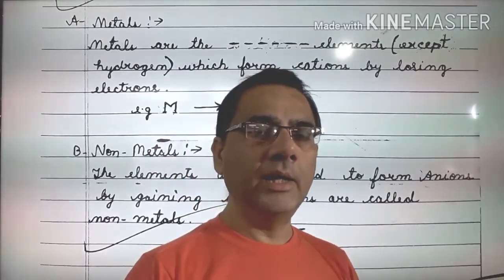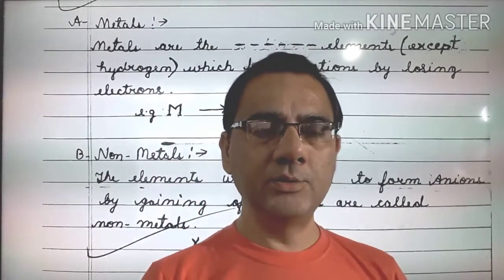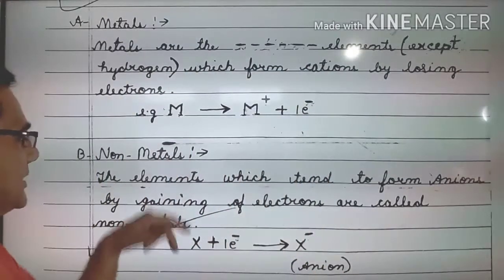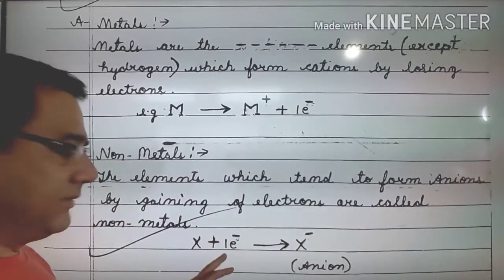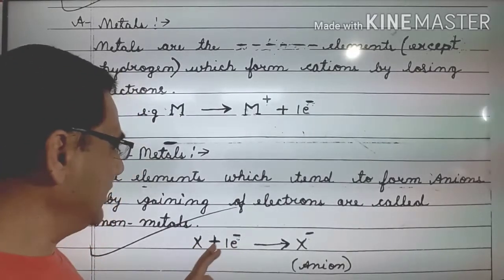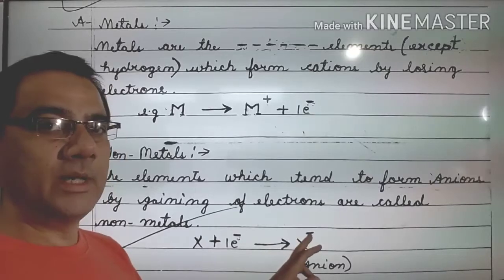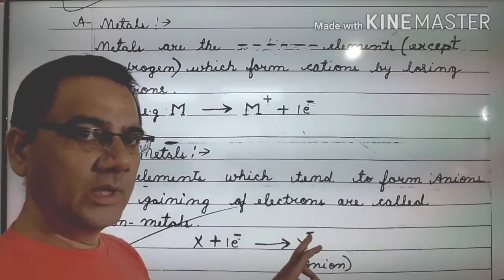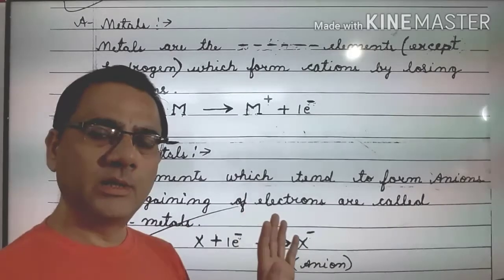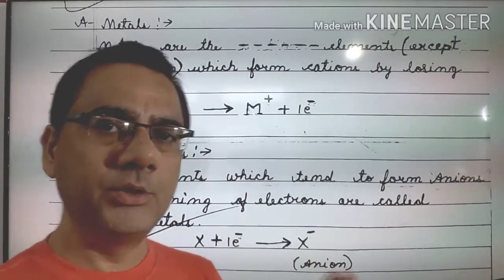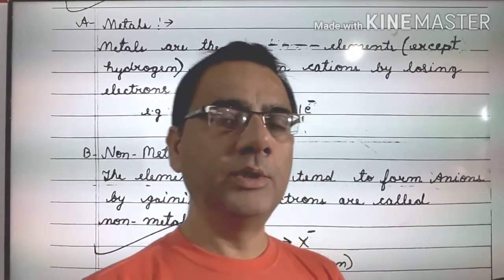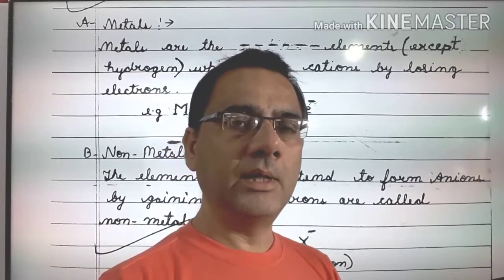Now what about the non-metals? The opposite definition. Those elements which have a tendency to gain electrons are called non-metals. Say X is an element which is gaining one electron. X plus one electron gives rise to X minus, and X minus means gaining one electron. So this element and any other element which has a tendency to gain electrons is called a non-metal.